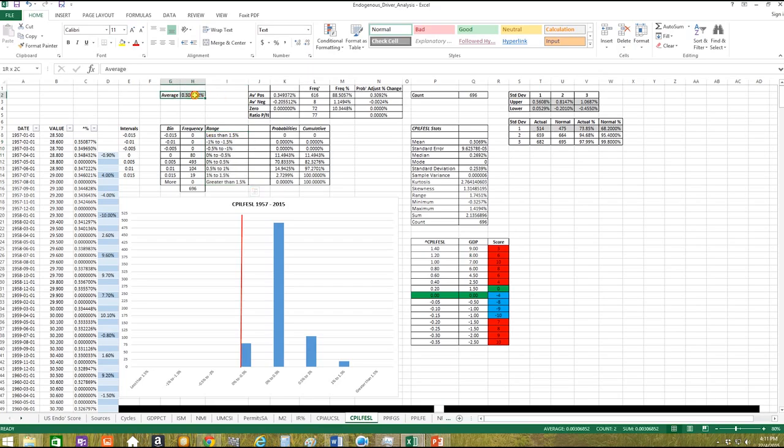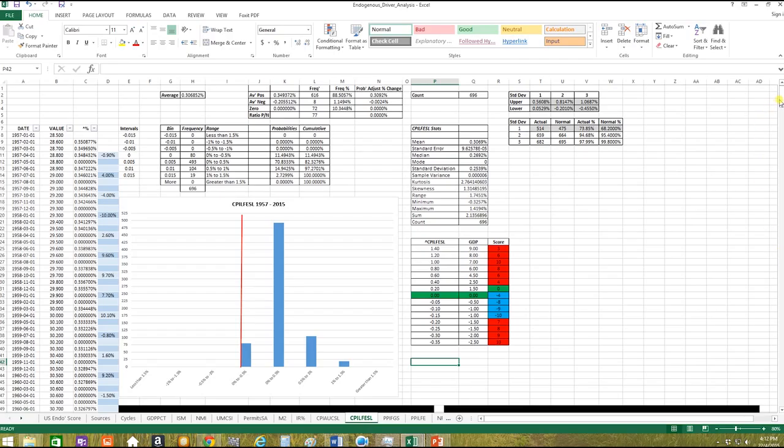We also have our overall average, and we also have our average positive case, average negative case, and our zero case, our frequencies, the percentage of times these happen, and our probability adjusted moves in the CPI X food and energy. We have our descriptive stats over here, and we have our analysis of the distribution relative to a normal distribution over here. We also have our scorecard, which we will come on to later.